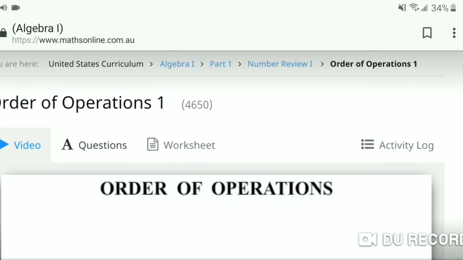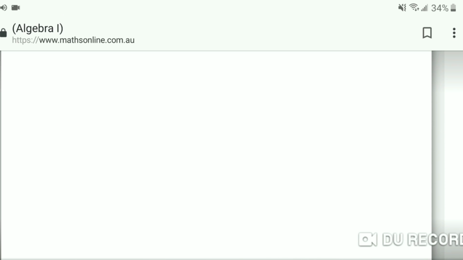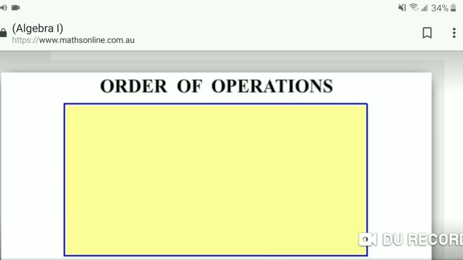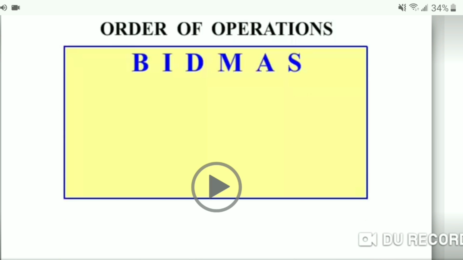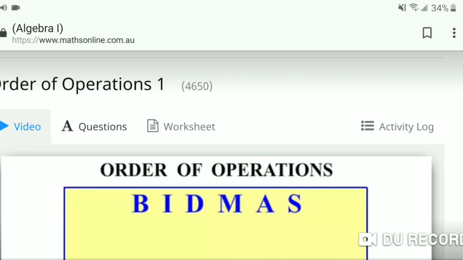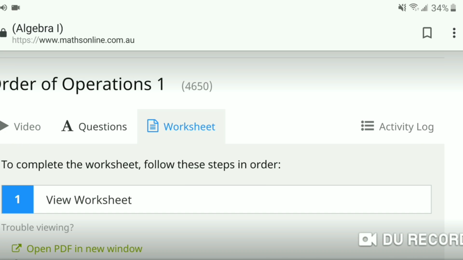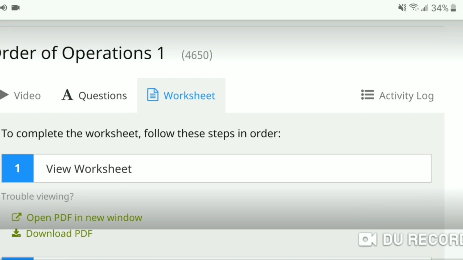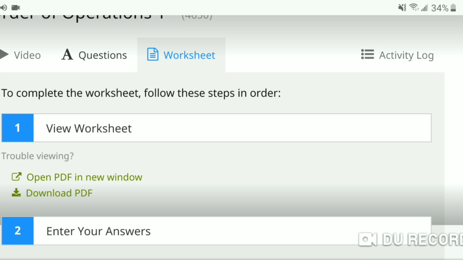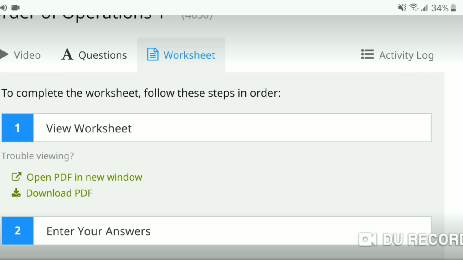In this lesson, we do some work on order of operations. Now, I'm going to start with a funny sort of word, BIDMAS. Okay, so as you can see here, it says worksheet. So we're going to click on that, and it will actually bring up a worksheet for them to do. You can either open up the PDF or you can download the PDF. Sometimes some people might want to print it out.